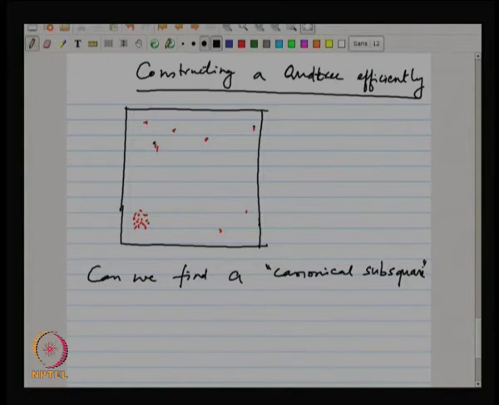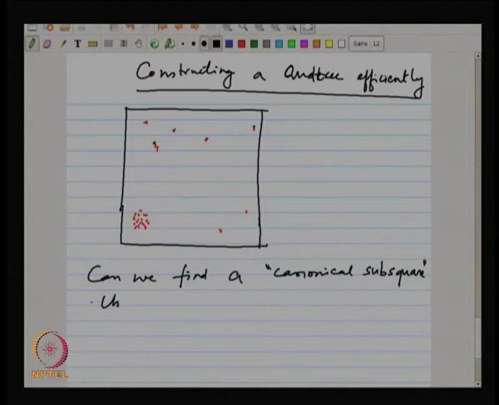By the way, whatever I am saying actually goes through in any dimension. In 2 dimensions it is a quadtree, in 3 dimensions it is a 2 by 2 by 2, so it is an octree, and in d dimensions the number of children will be 2 to the power d. The same arguments go through, but it becomes more and more expensive because you have more children, that is all. The qualitative arguments all go through.